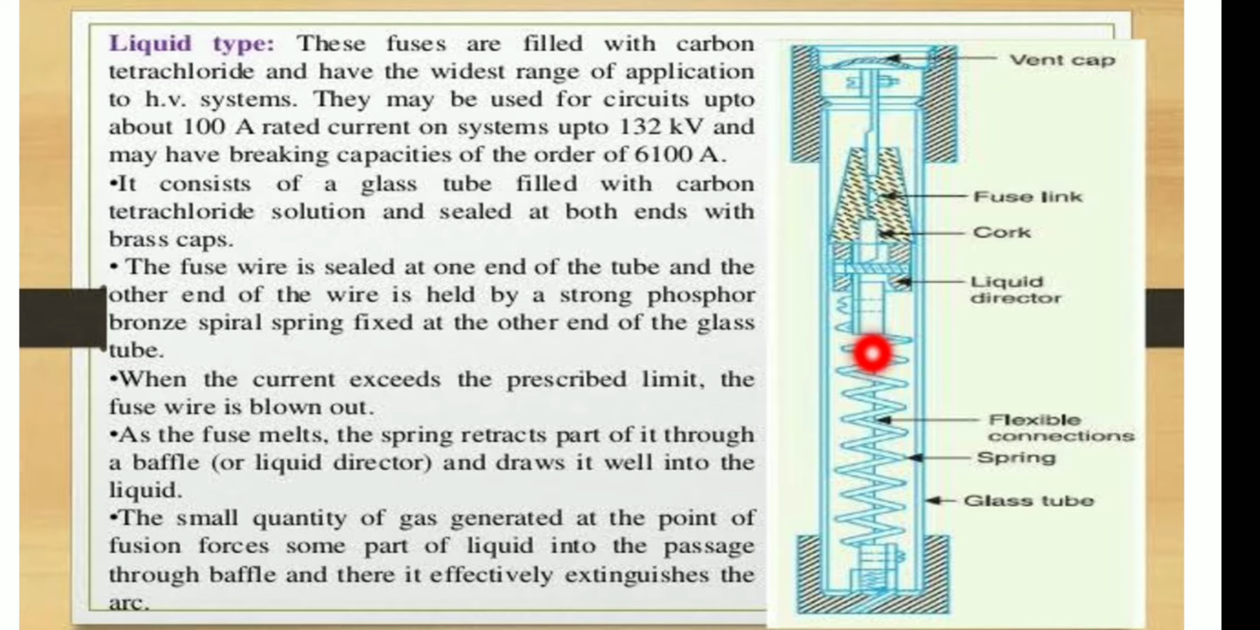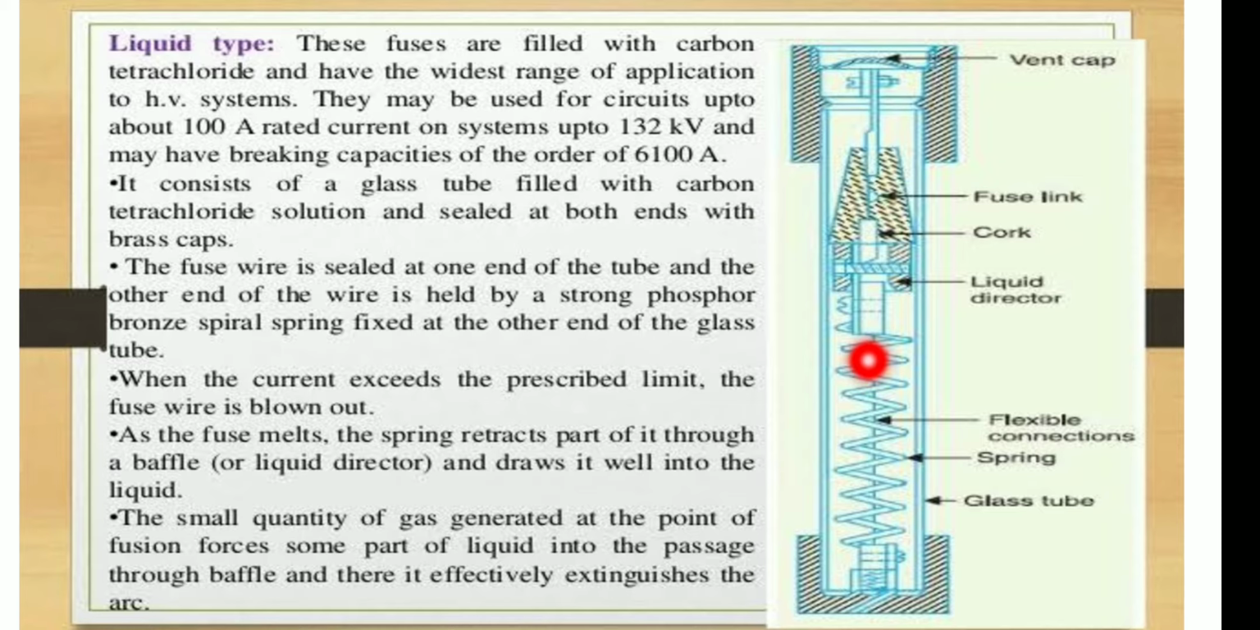I hope you are clear with these things. So first, what I told here: this liquid type fuse is used in high voltage systems, and it is completely filled with which solution? That is carbon tetrachloride, and this kind of fuse is used up to a current rating of 100 amps and a system voltage up to 132 kV, and it has a breaking capacity of 6100 amp. Getting my point?